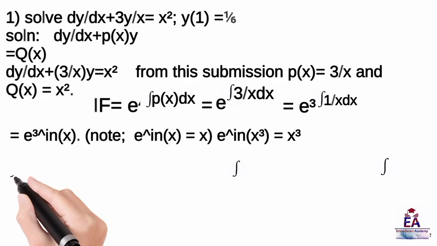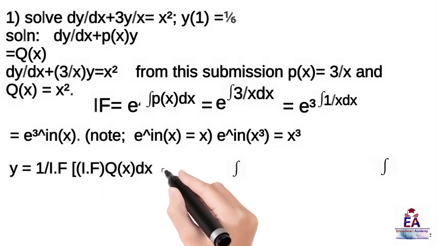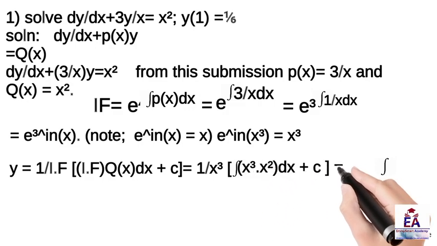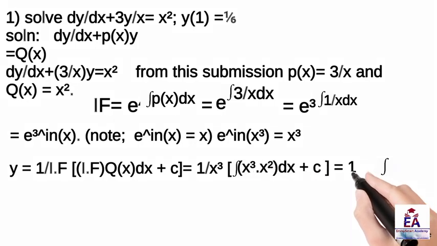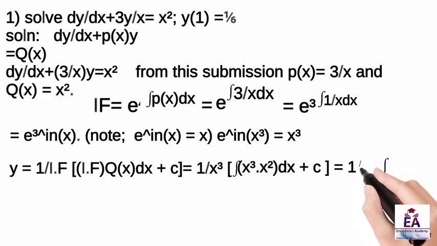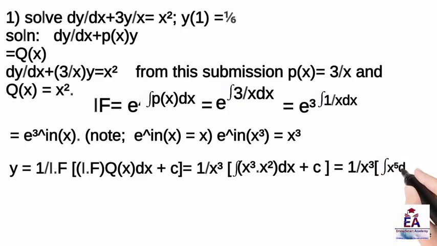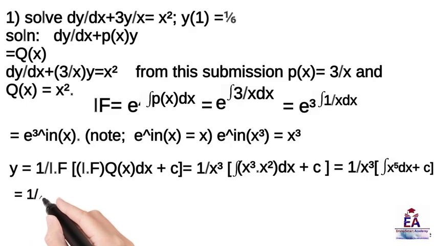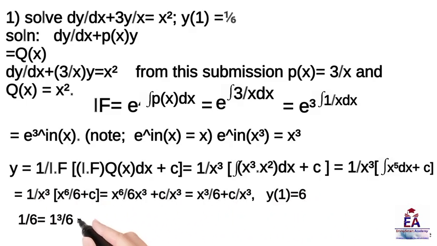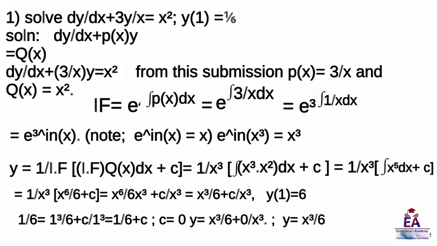P of x is 3 over x dx. So we have the integral of 3 over x dx. You take the 3 outside, and then we'll have 1 over x dx. So we have e raised to the power 3 ln x. Remember, the integral of 1 over x is ln x. So e raised to the power ln x is equal to x, basically, so e raised to the power ln x, all raised to the power 3, will be x raised to the power 3.